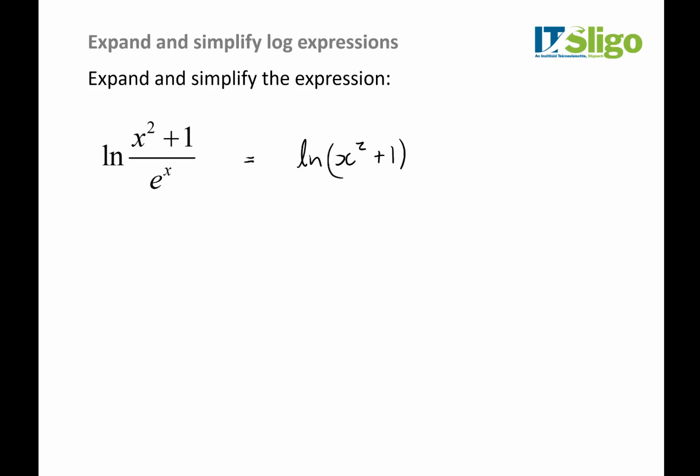Similarly, again, you guys give it a go. Expand and simplify this expression. I don't think I have this one written out, no. So using rule 2, guys, this is going to become the natural log of x squared plus 1 minus the natural log of e to the power of x.